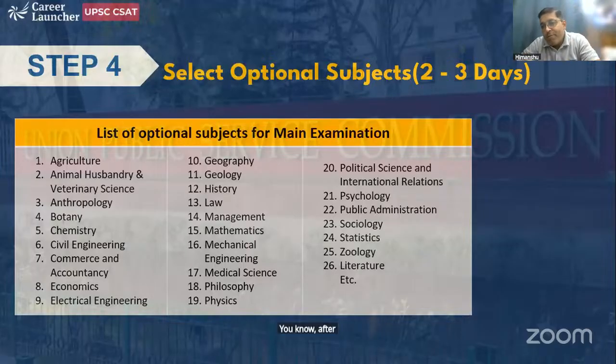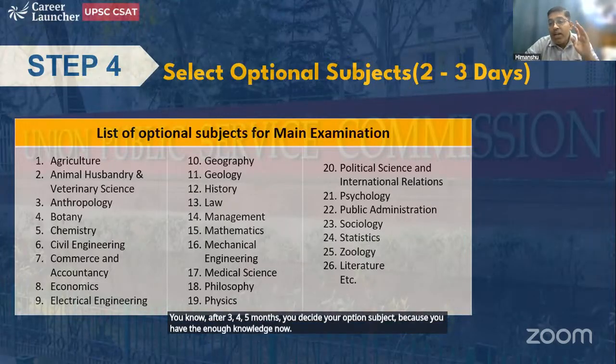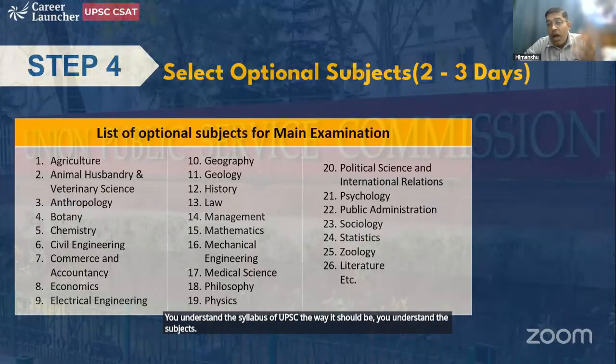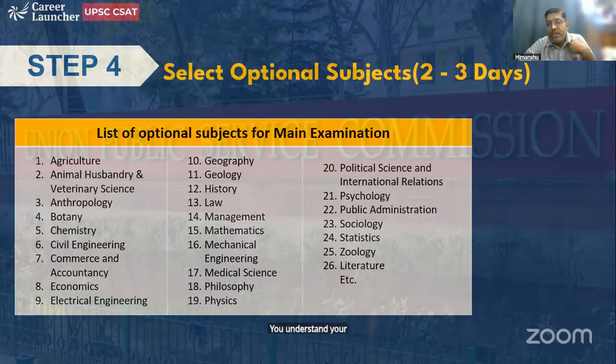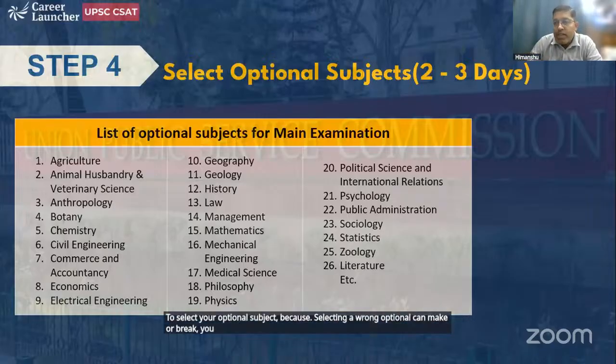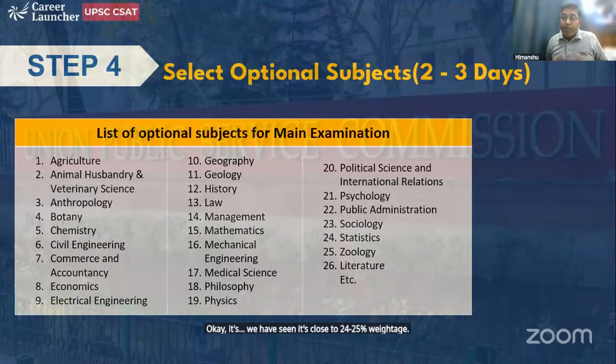After 3, 4, 5 months, you decide your optional subject because you have enough knowledge now. You understand the syllabus of UPSC the way it should be. You understand the subjects, and your comfort with different subjects because you are doing it in NCERTs. So now you'll be more equipped, more knowledgeable to select your optional subject, because selecting an optional can make or break your result. We have seen it's close to 24-25% weightage, which is big.